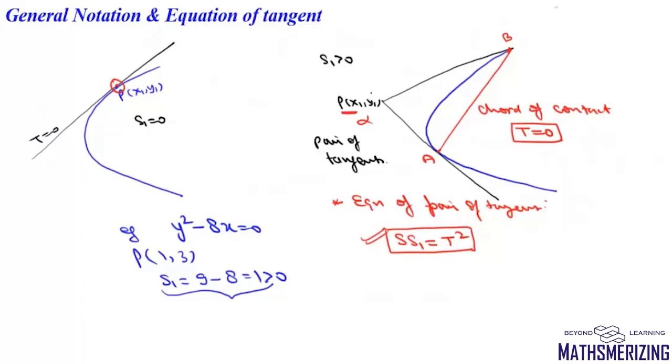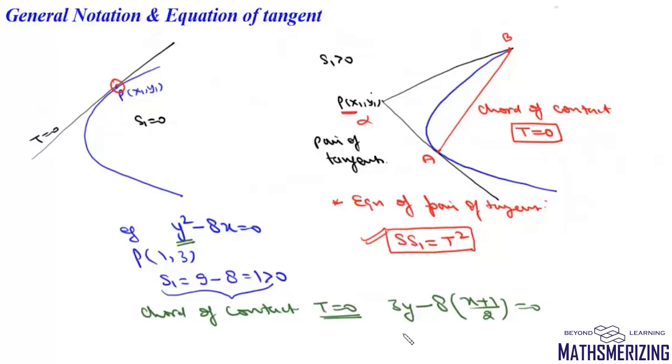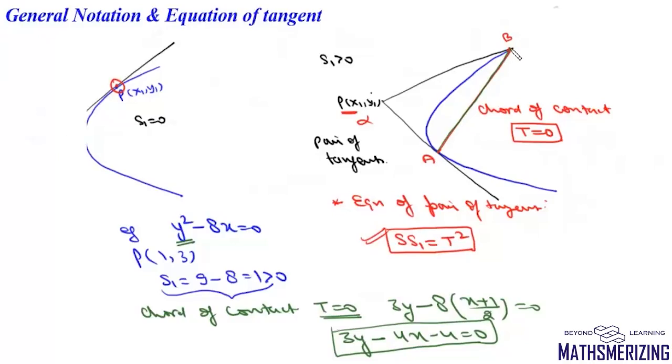So if we have to write the equation of the chord of contact, then the chord of contact in this case will be T equals 0. Now how do we write T equals 0? There will be 3y minus 8 times (x plus 1) by 2 equals 0. So the equation of the chord of contact will be 3y minus 4x minus 4 equals 0. That is the equation of the chord of contact and not the equation of the tangent.